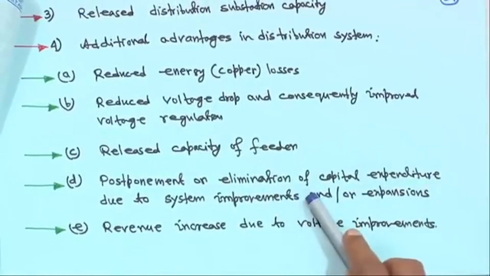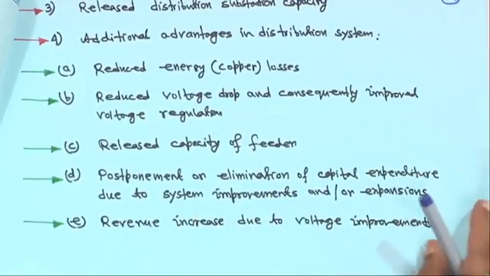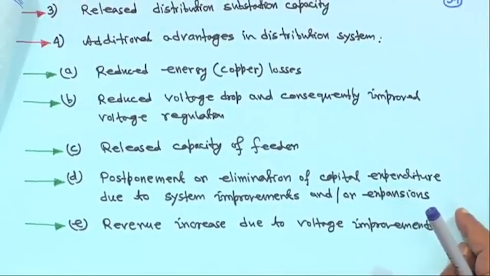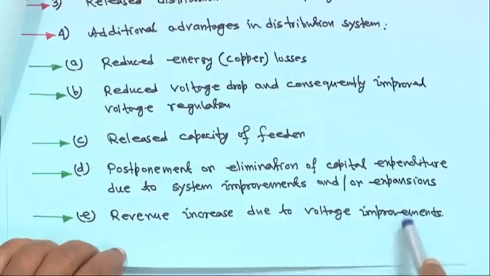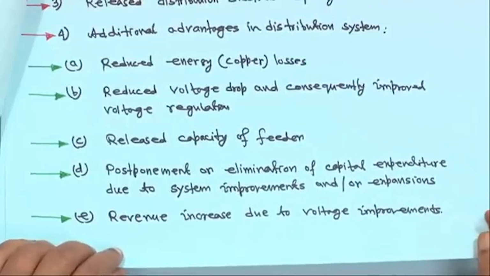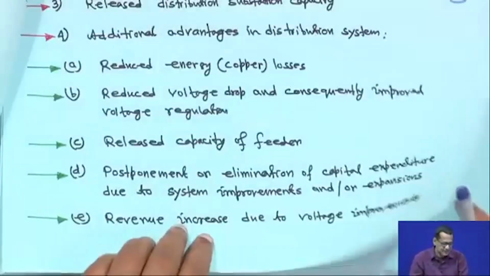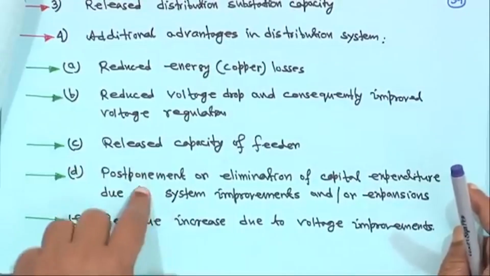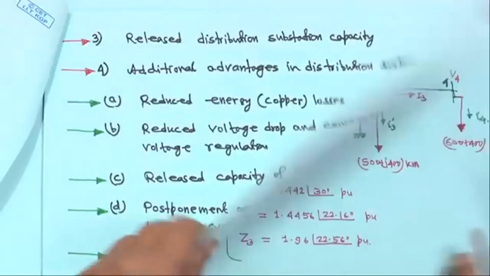And if you put capacitor, then feeder may not be overloaded. So, the expansion or improvements of the distribution system you can defer by a few years. Then revenue increase due to voltage improvement. If voltage improves, then naturally energy meter reading will be higher, right. And these A, B, C, D, actually these 5 are advantages for the distribution system, the other 3 are regarding the generation and transmission side, but when I come to the end, I will take all these points and explain how it is, right.